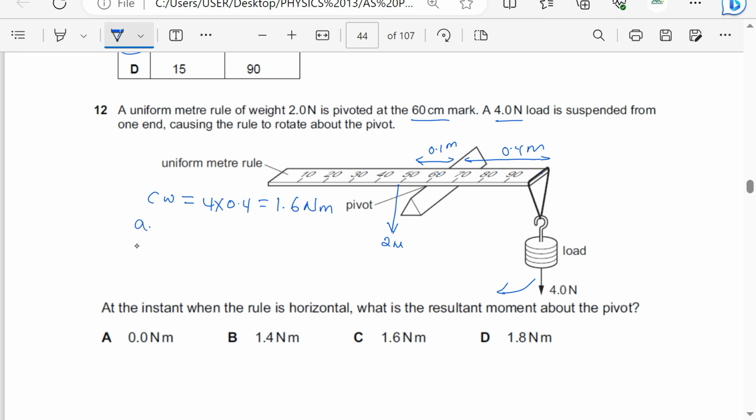Then the anti-clockwise moment is going to simply be the weight of the rule, which is 2, times the perpendicular distance from the pivot, which is 0.1, and I think this gives us 0.2 newton meters. So the question is at the instant when the rule is horizontal, what is the resultant moment about the pivot? So the resultant moment is going to be 1.6 minus 0.2, which is 1.4 newton meters. So the answer is going to be B.